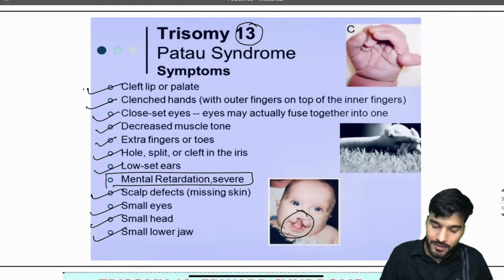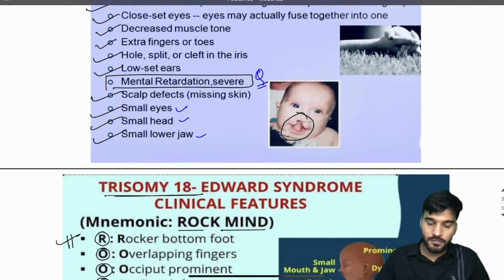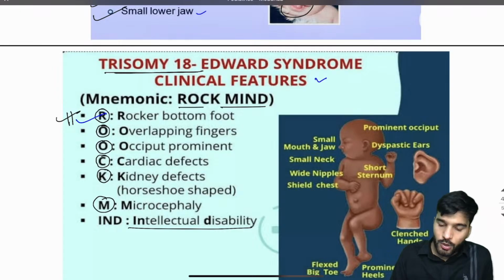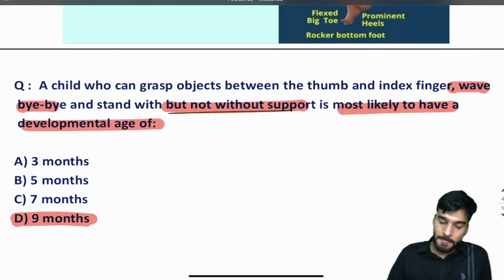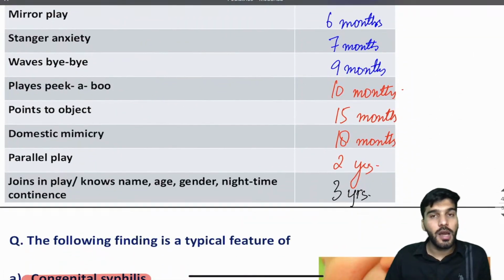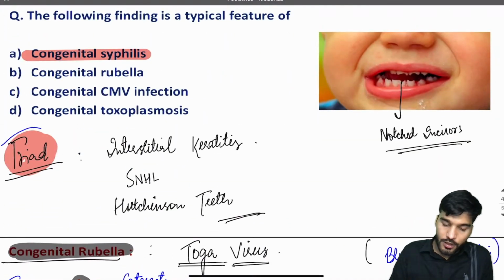Then Patau syndrome, having the features of cleft lip or cleft palate. Mental retardation is severe over there with small eyes, head, and lower jaw. We discuss about trisomy 18 Edwards syndrome, okay, what are the clinical features? Rocker bottom foot, overlapping fingers, occiput prominent. There are cardiac defects, horseshoe shaped kidney, and intellectual disability. Further, we discuss about the gross motor milestones, fine motor milestones, and social milestones. Do remember them guys.